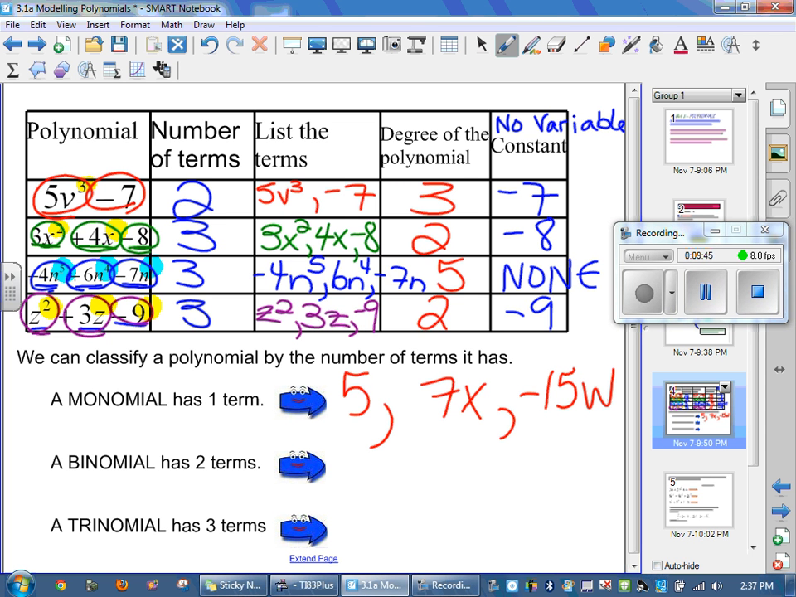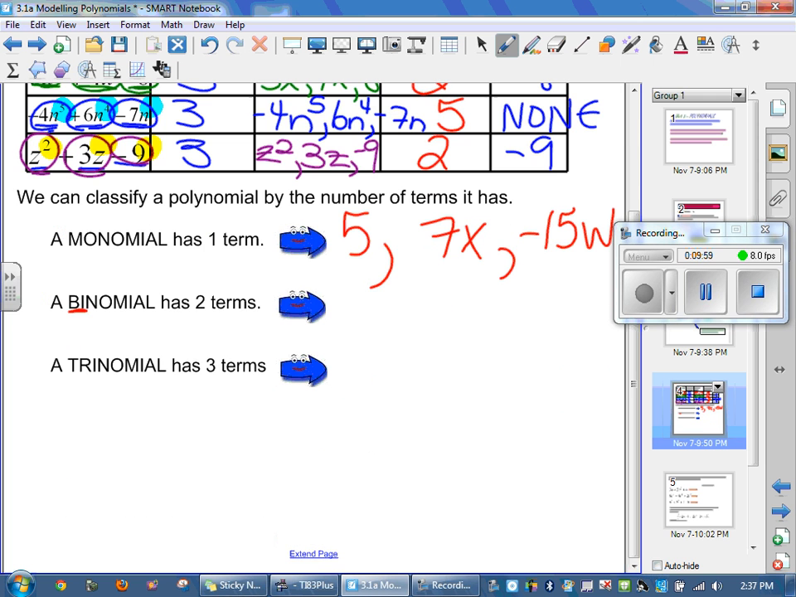Okay, so binomials, the prefix bi meaning by, that means 2. So this one's going to have 2 terms. So they're going to be separated by a positive or negative sign. So this example, we could have an example that had 5 minus 3x. We could have an x squared plus 4. Those are all binomials because there's two terms.